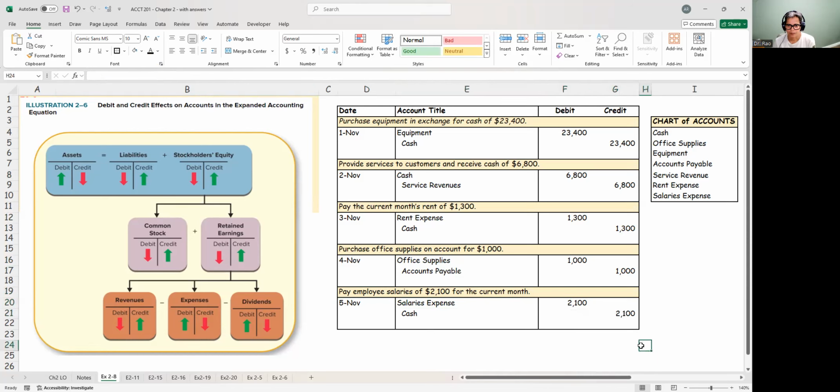$2,100. So once again, remember for all journal entries, you must have a date. At least one account has to be debited and at least one account has to be credited. Total debits must be equal to total credits for every single transaction. So with this, we'll get ready to start with the next exercise.